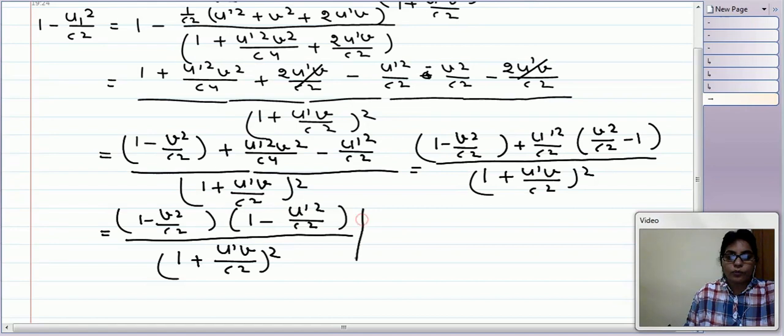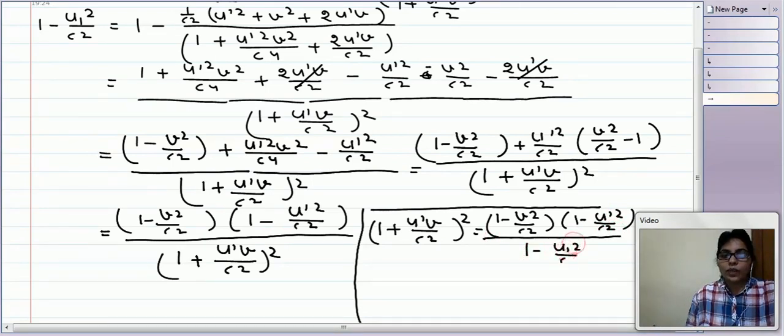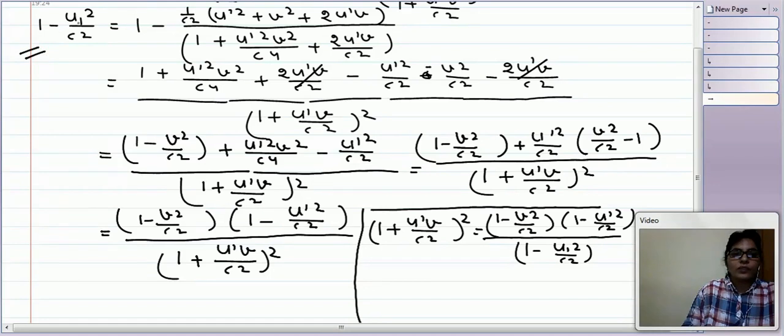So what we find from here, that 1 plus u dash v by c square whole square is equal to 1 minus v square by c square, and then 1 minus u dash square by c square, and this whole divided by 1 minus u1 square by c square. So this is the relation which we have derived using the first particle, that is a particle which has the velocity u1.